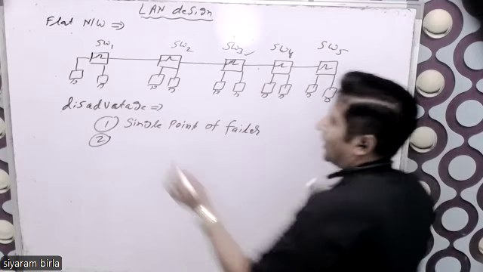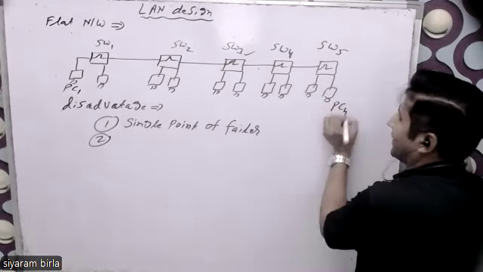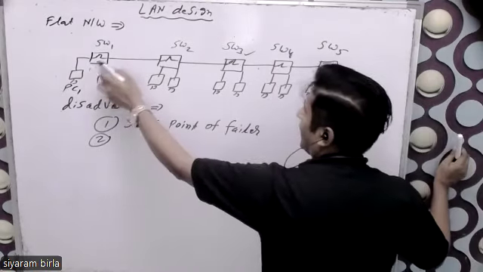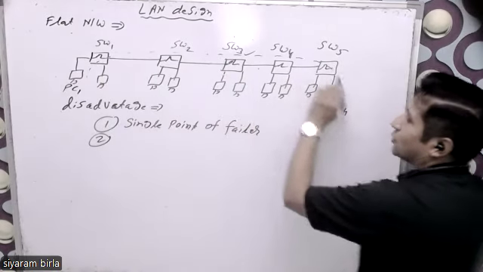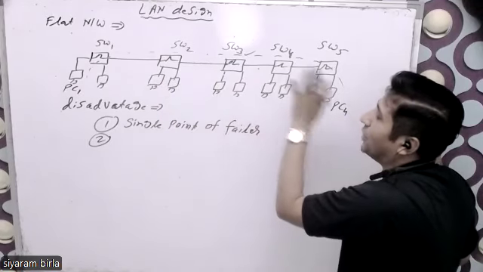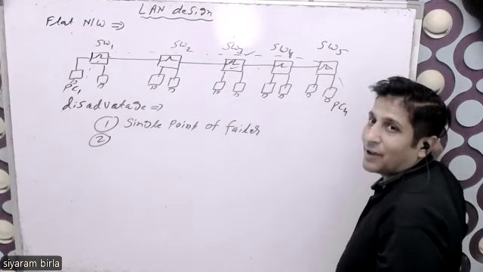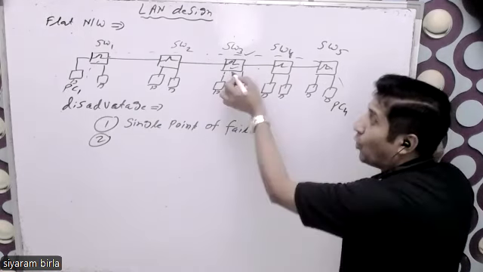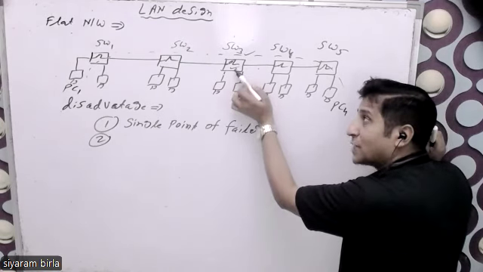Similarly, if PC1 wants to communicate with PCN, the traffic comes via this link and this switch. This side PC wants to communicate with that side PC, so the frame goes via this switch. So the middle switches are forwarding a lot of frames.